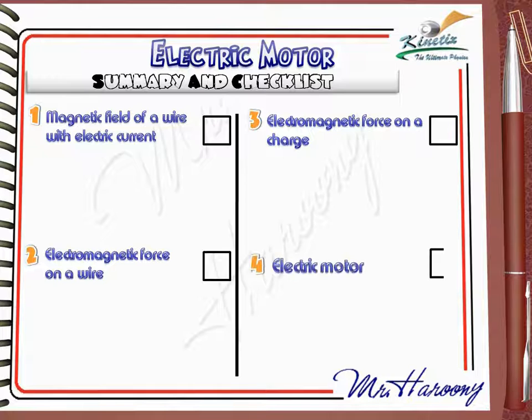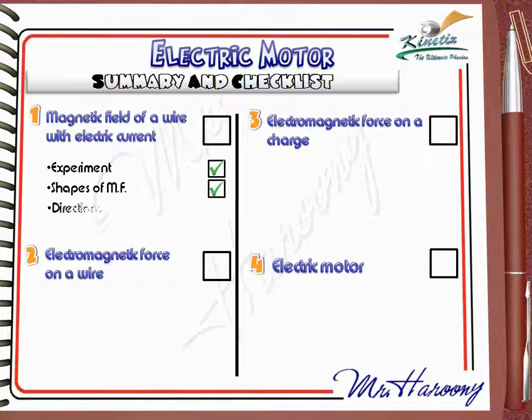In the first title, magnetic field of a wire with electric current, you have to know the experiment that proves that there is a magnetic field for a wire that carries an electric current. Then you have to know how to draw the different shapes of the magnetic field. The last title is to decide the direction of the magnetic field using the grip right-hand rule. If you understand these 3 titles very well, this means that you can go to the second part of the lesson, electromagnetic force on a wire.